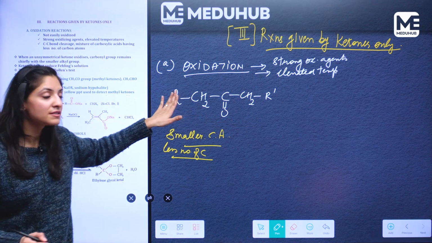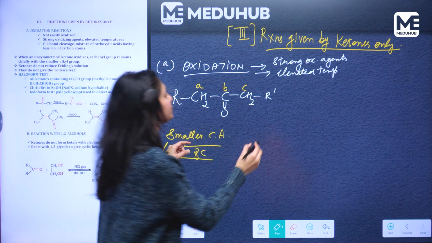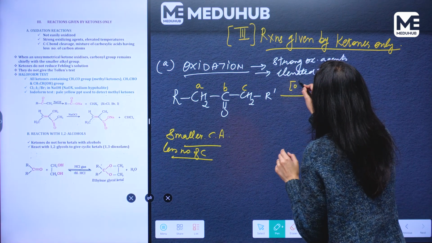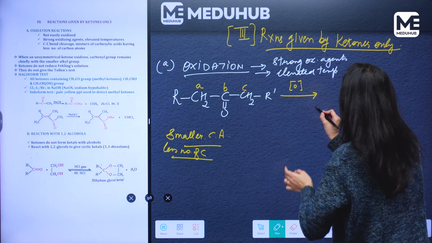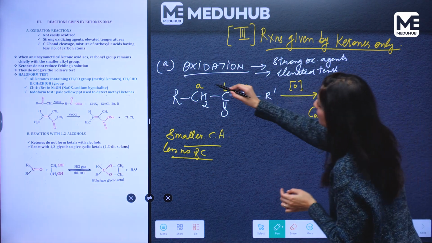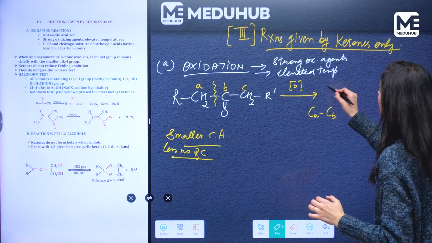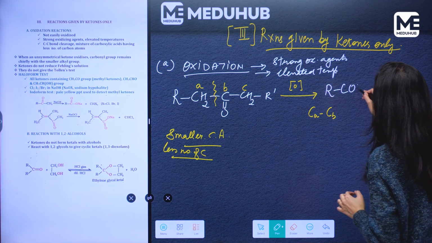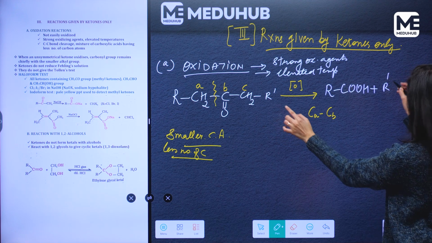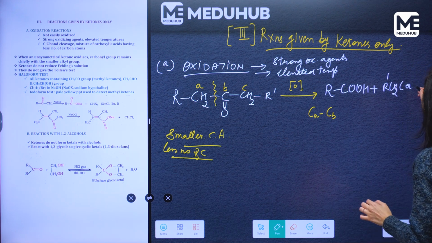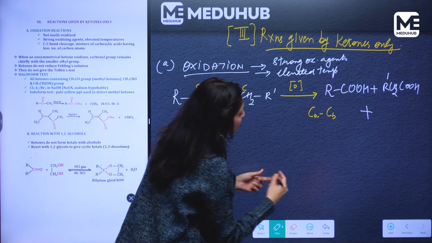So for example, if this is the ketone, arbitrarily this is carbon A, carbon B and carbon C. On drastic oxidation, either the bond between carbon A and B breaks from here. So this part will get oxidized to a carboxylic acid. We will get RCOOH, and this part will get oxidized. So we will get R-CH2COOH, or the bond between carbon B and C can break.